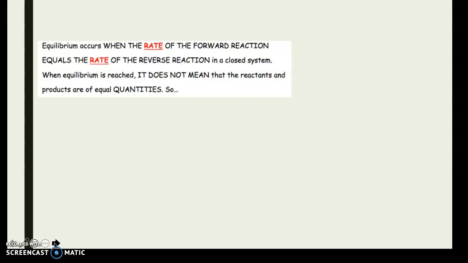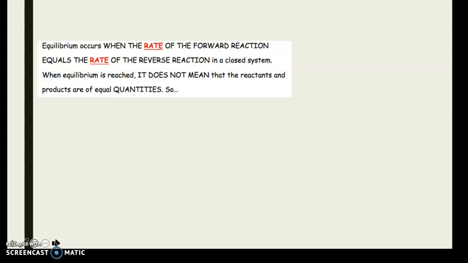All right, so today we're going to be talking about equilibrium. Now, to get us started, we need to know that equilibrium occurs when the rate of the forward reaction equals the rate of the reverse reaction in a closed system. Closed system meaning that we are not adding anything to the reaction, we are not manipulating it in any way, it is occurring on its own. Remember when we're talking about rate we mean speed, so technically equilibrium occurs when the speed of the forward reaction equals the speed of the reverse reaction.